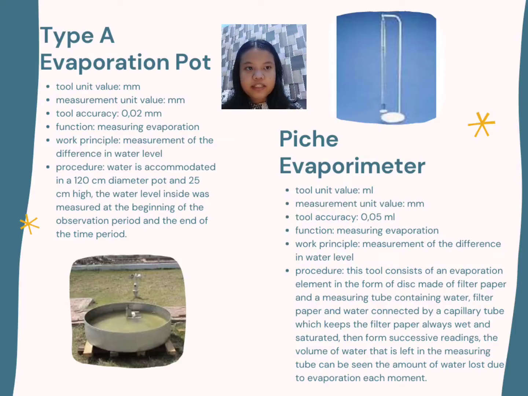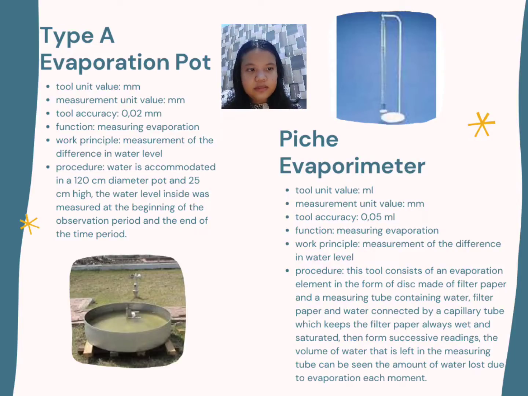Type A evaporation pot, tool unit value is millimeter, measurement unit value is millimeter, tool accuracy is 0.02 millimeter, function is measuring evaporation, work principle is measurement of the difference in water level. Procedure is water is accommodated in a 120 cm diameter pot and 25 cm height. The water level inside was measured at the beginning of the observation period and the end of the time period.